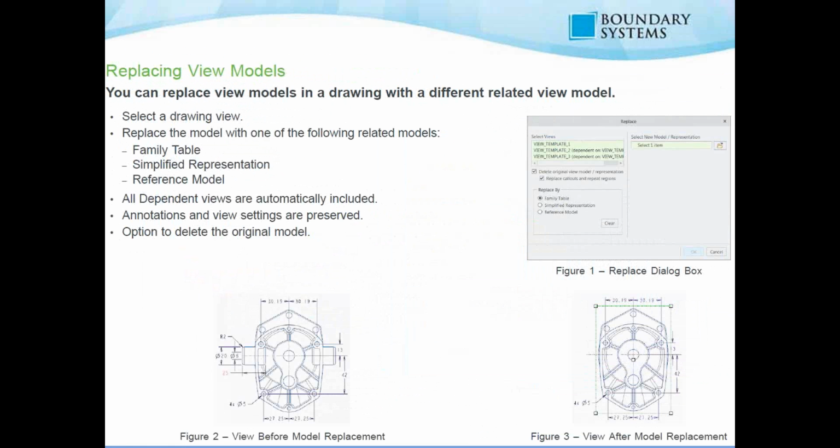Another new feature here is the ability to replace views of different models. Let's say we have our drawing laid out, we have dimensions associated with them, and we have a family table of parts, or maybe we have different simplified representations of those parts. We can swap out the model representations, or if we have a family table, we can swap out and replace the view with another representation or part in a family table.